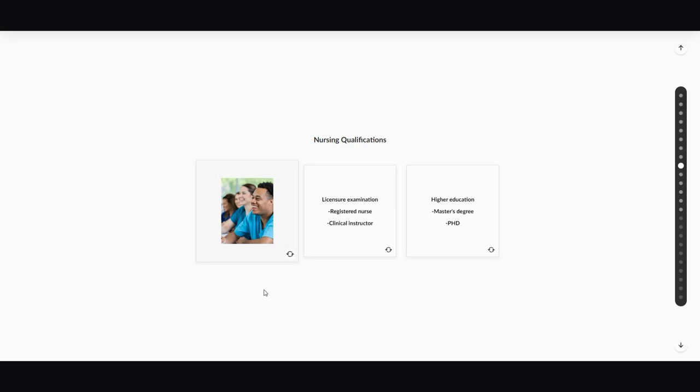Second step, get your licensure examination. To be a registered nurse, you have to take the SNLE, the Saudi National Licensure Examination. You get to do that while you are in your internship year. And when you pass the SNLE exam, you can be a registered nurse.